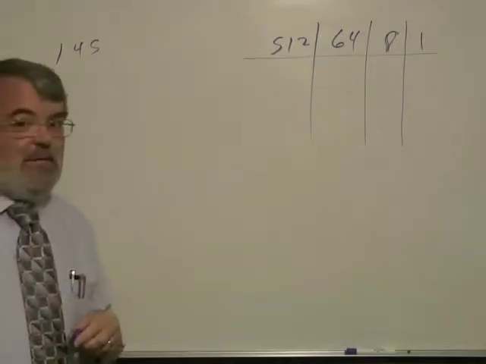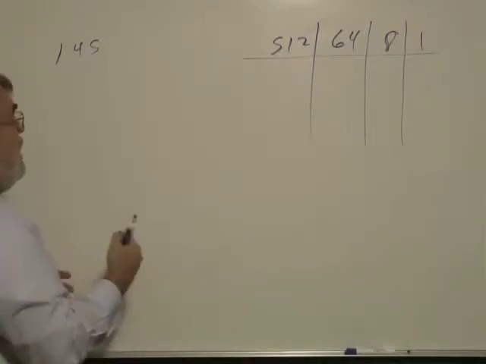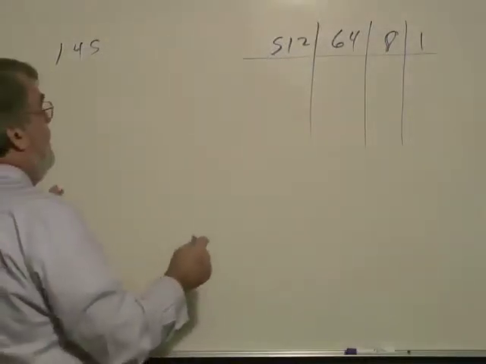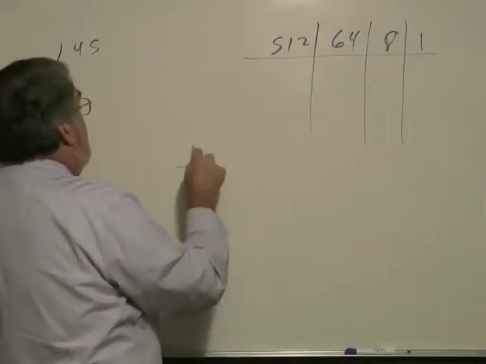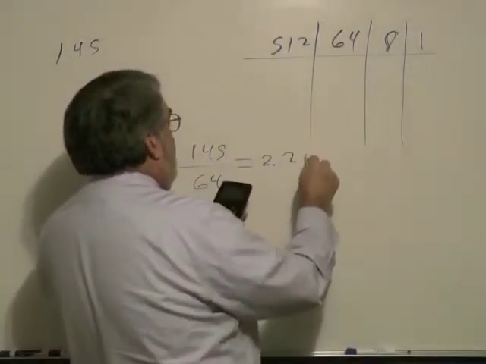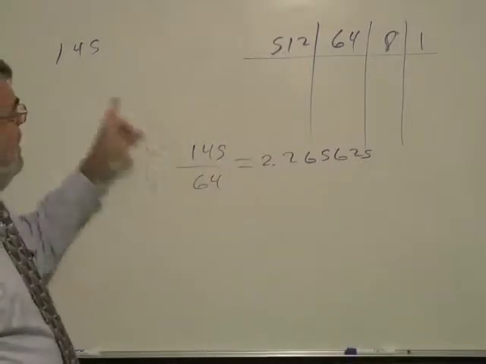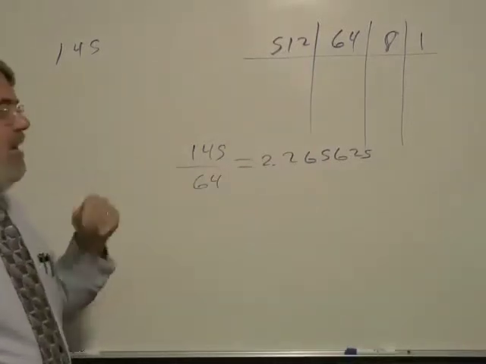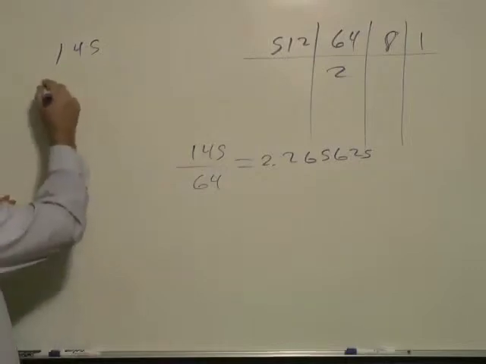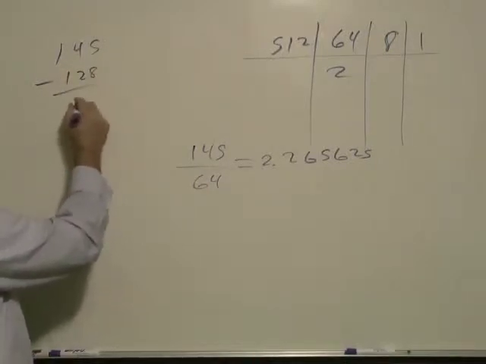All right, so this is a little more work than the binary problems that we were doing. The first thing to do is say, well, okay, let's divide 64 into 145. How many times will 64 go into 145? You could do that on a calculator. What do you get on a calculator? 2.265625 is what you get. Well, it means that 64 goes into 145 2 times, but now we need the remainder. So if I take 145 and subtract 2 times 64, which is 128, I'll get a remainder of 17.